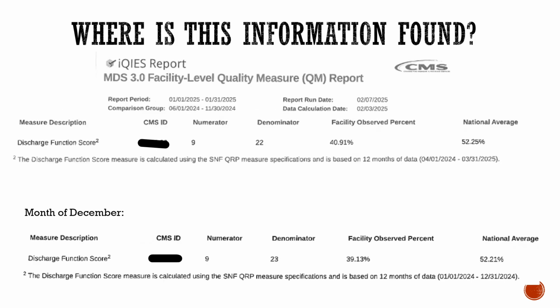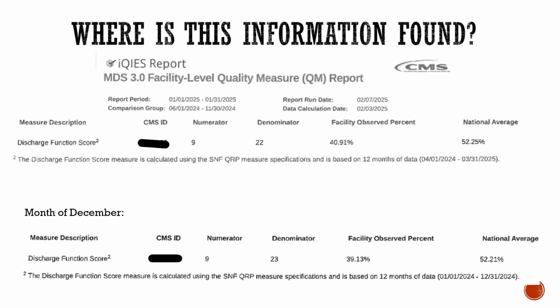The discharge function score is noted on the IKEYS report. On this slide, I have a shot from both December and January. We're looking at that 12 months of data here. So in December, we were pulling data from the entirety of 2024. And then as we moved into January, the quarter shifted. We began looking at April 1st, 2024 to March 31st, 2025.